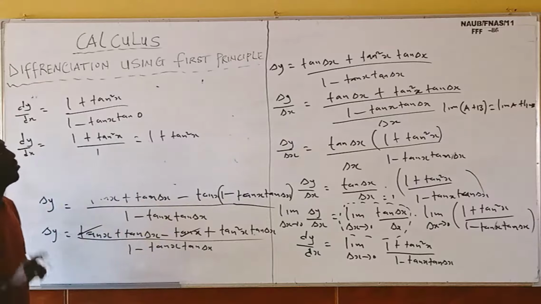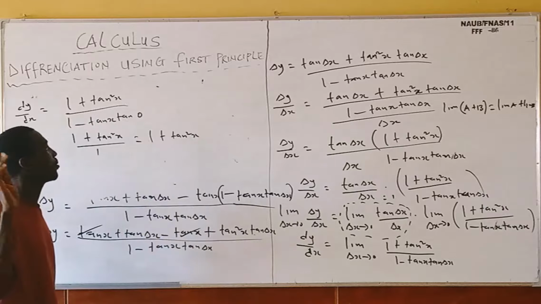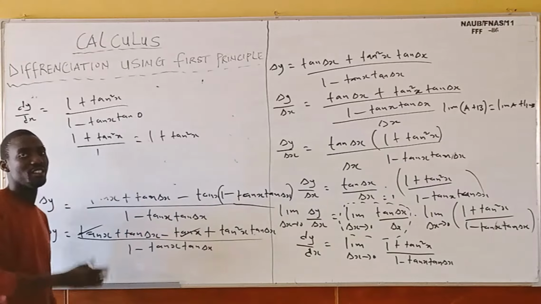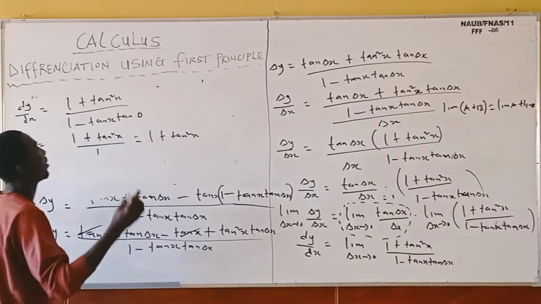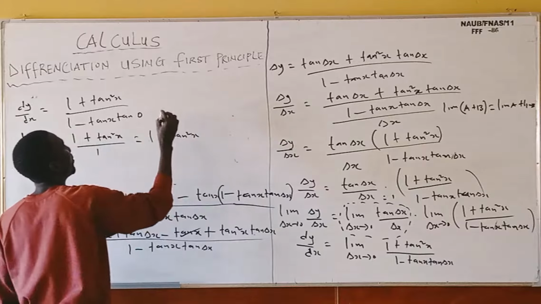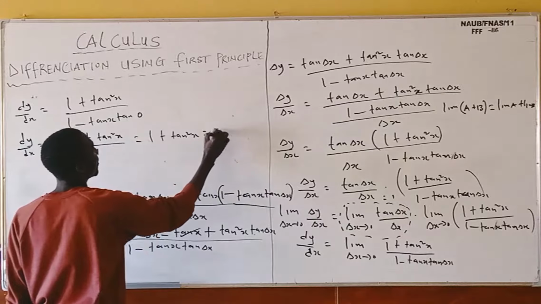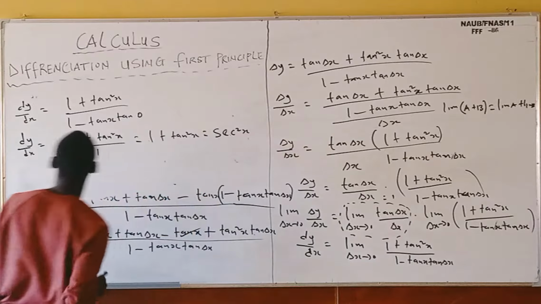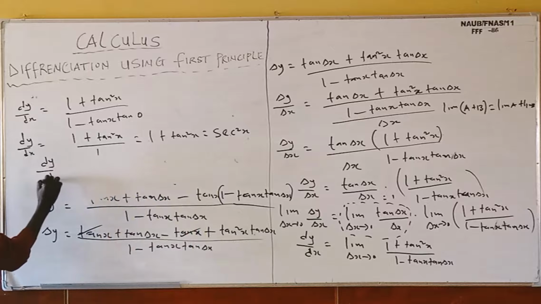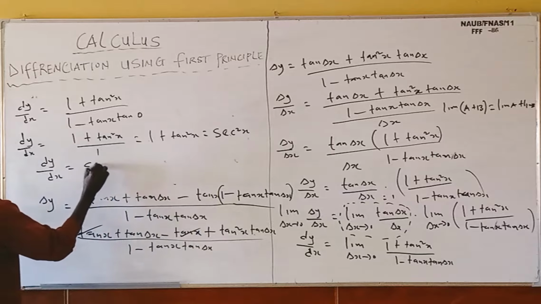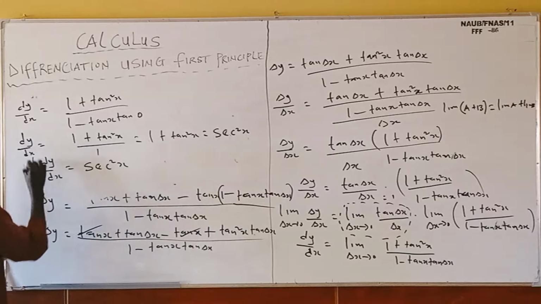And don't forget, from before, I already proved all these things. I told you to watch it. I already showed you that 1 plus tan square s is nothing but what? Sec square s. So it means that dy/ds is equal to what? Sec square s. Hence the proof.